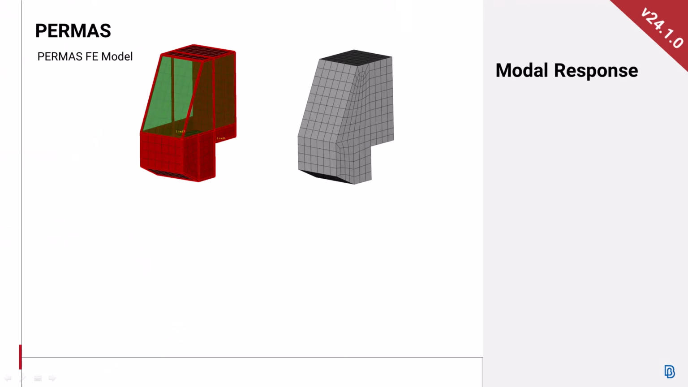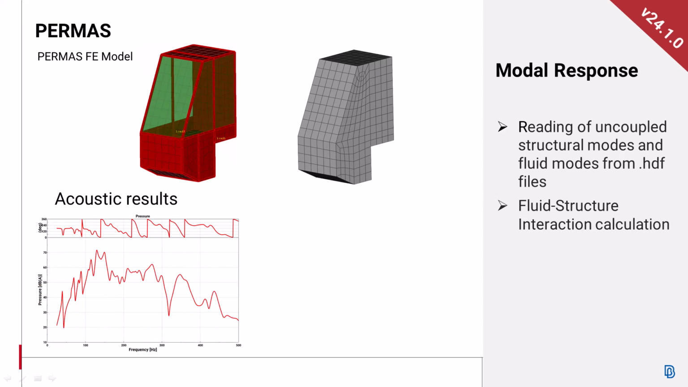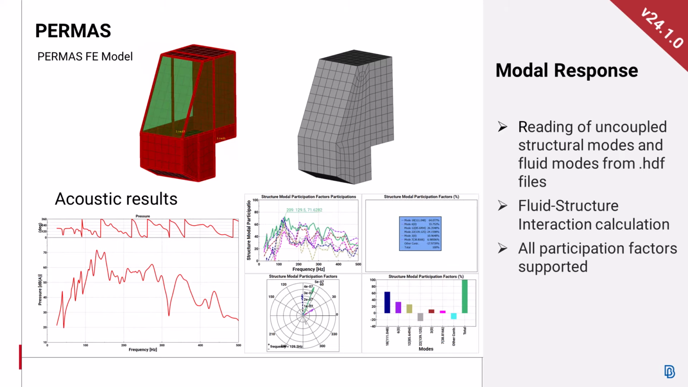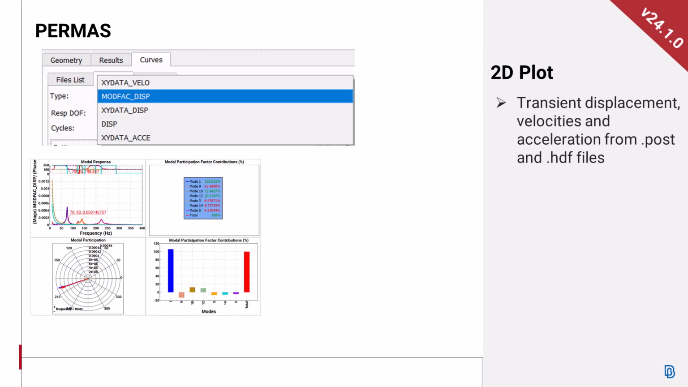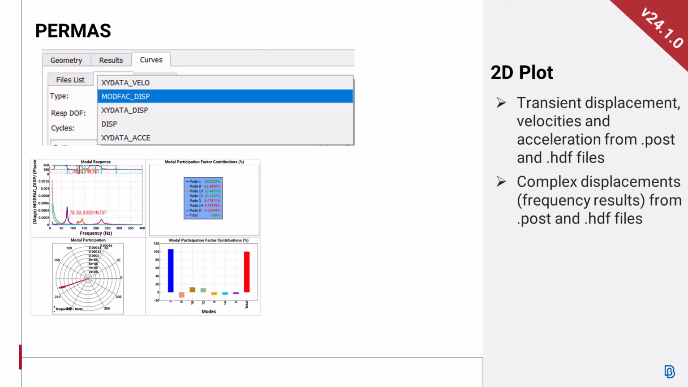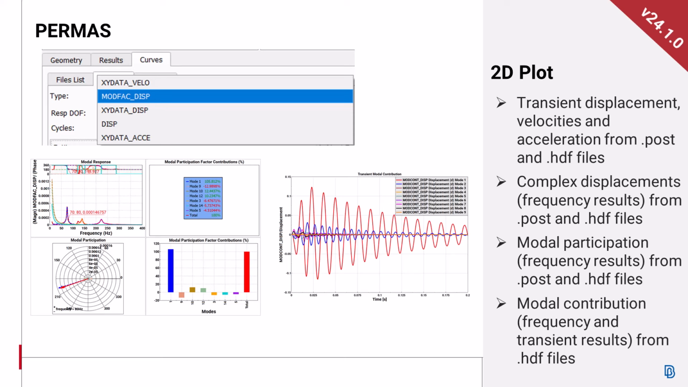Regarding PERMAS, the modal response tool now supports reading uncoupled structural modes and fluid modes from HDF files. Additionally, the calculation of fluid structure interaction and all participation factors is now available. There are also new features in the 2D plot functionality. Specifically, for frequency response results, complex displacements and modal participation are now available in both .post and .hdf files. Furthermore, modal contribution is also provided for transient analysis.